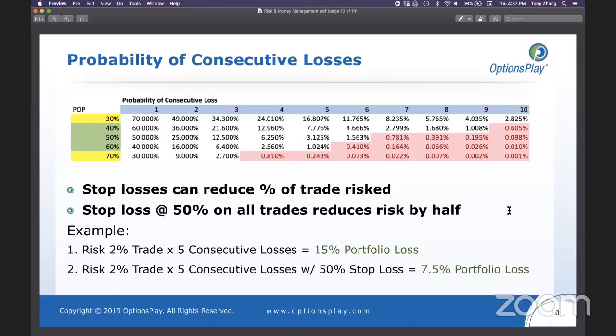But even with that, a lot of times you would want to put on a stop loss order. So if you lose 50% of your account per trade, you are not risking that full 1 or 2%. You're risking half of that. So that is something to also consider as well.